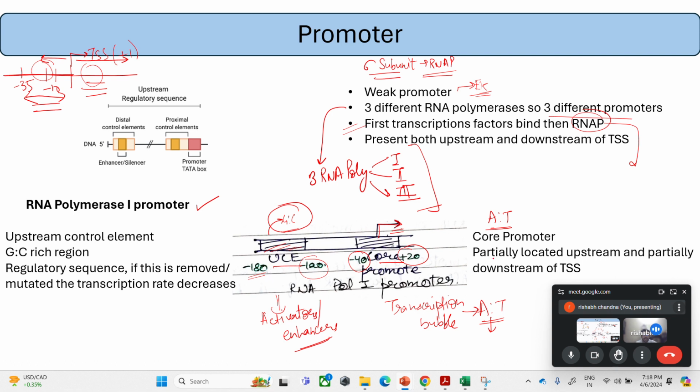Okay, so any doubts still here? No, RNA polymerase doesn't bind to this UCE, it basically binds to the core promoter only.